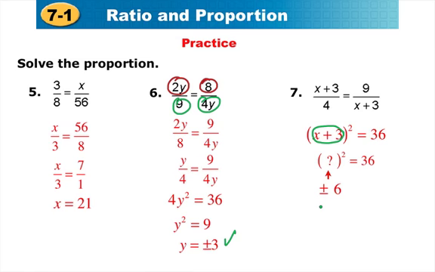So then you have the following. X plus 3 equals one of the signs, which is positive 6, and then you do the same. X plus 3 equals the other number, which is negative 6, and then at this point you solve and you end up with this as your answer.